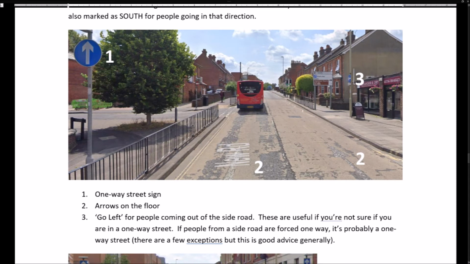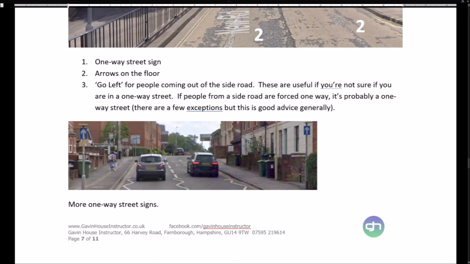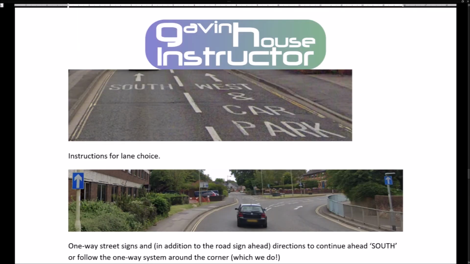These are useful if you're not sure if you are in a one-way street. If people from a side road are forced one way, it's probably a one-way street. There are a few exceptions, but this is good advice generally. More one-way street signs. Instructions for lane choice. One-way street signs and, in addition to the road sign ahead, directions to continue ahead south or follow the one-way system around the corner, which we do.